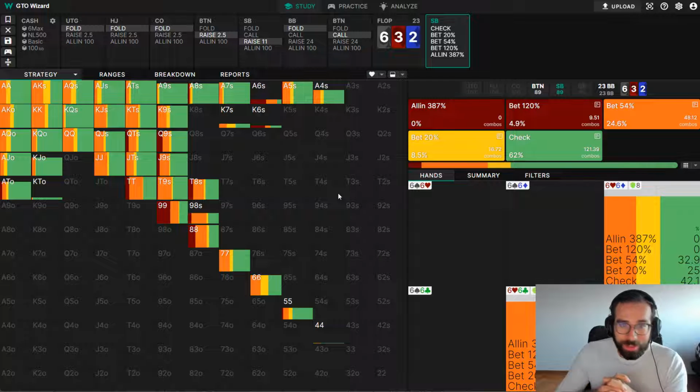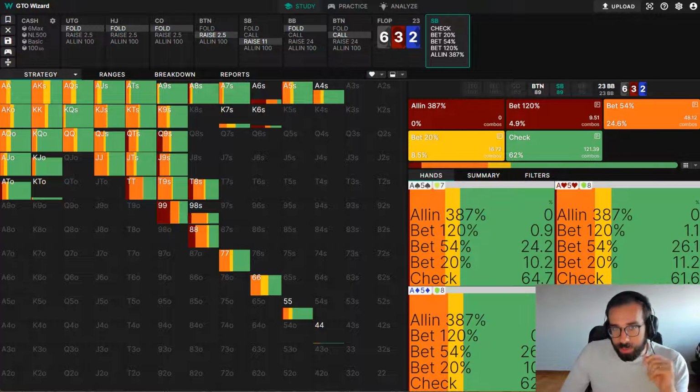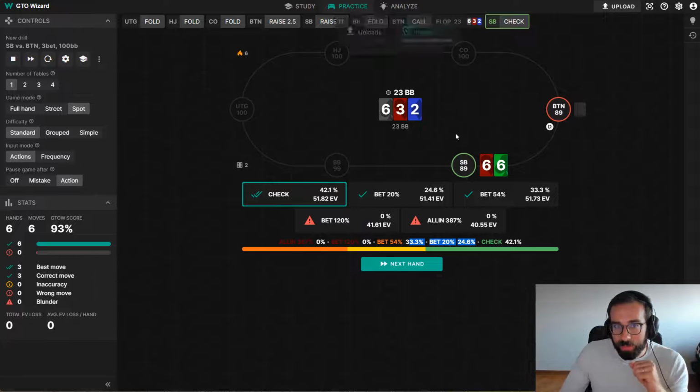I'm not saying that in practice you should check sixes this much or anyway value this much versus a real opponent. Remember, GTO is very different from practice when it comes to real tables, and it's going to depend a lot on your opponent, your field, and so on.